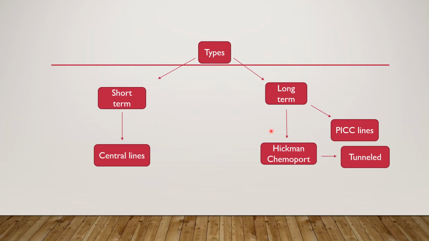Briefly, the types. Usually what we use in the ICUs are short-term central lines. These are the non-tunneled ones, inserted percutaneously. For long-term, we have two types of lines. One is the PICC line, the peripherally inserted central catheter, and the tunneled catheters like the Hickman and the chemoport, usually used in patients of malignancy, hemato-oncological patients, where we need a reliable, permanent access, because they keep coming and going. They keep coming for chemotherapy and other infusions.